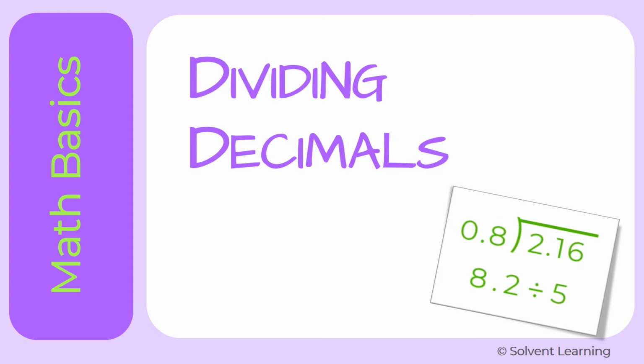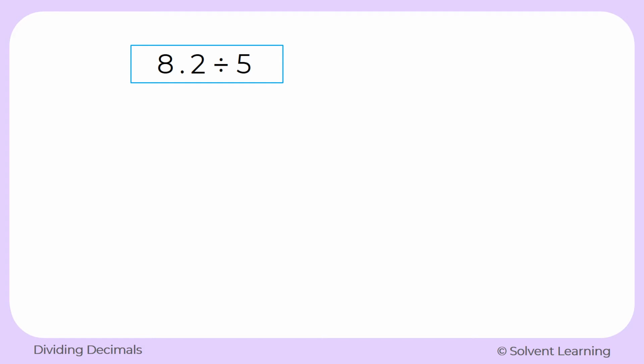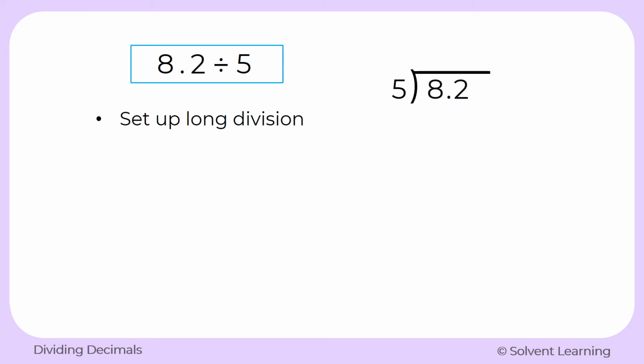In this lesson, we're going to look at dividing decimals. Here's our first example, 8 2/10 divided by 5. So we have a decimal divided by a whole number. The first thing that we're going to do is set this problem up as long division. So we'll have the 8.2 inside the division symbol as the dividend and the 5 in front as the divisor.